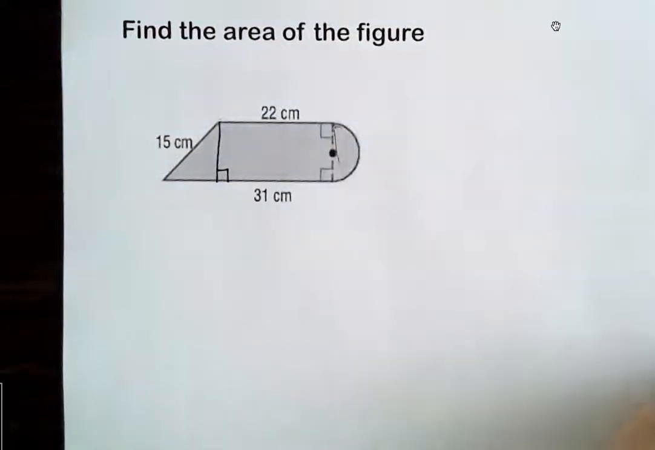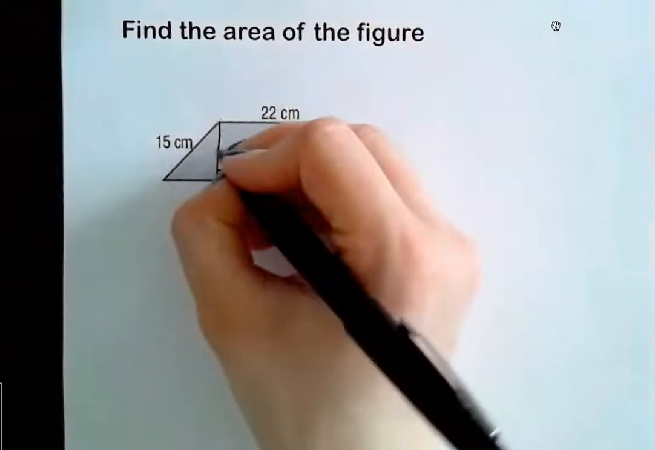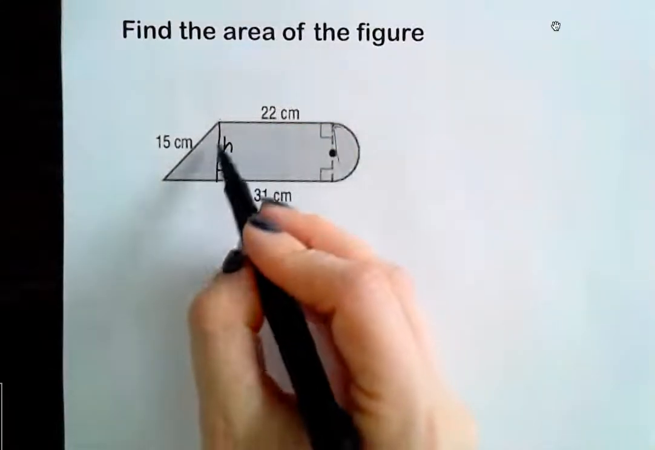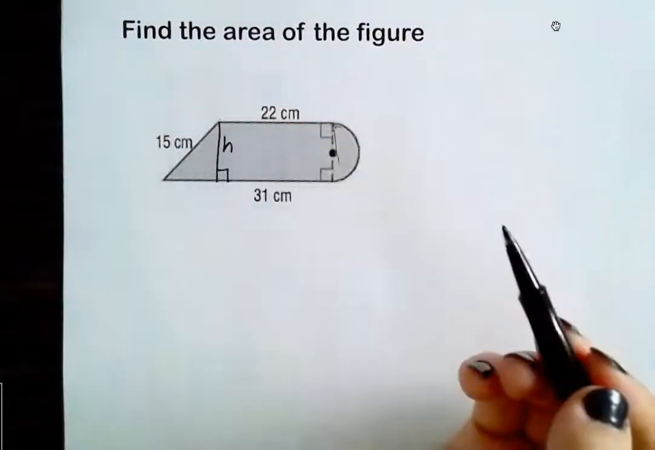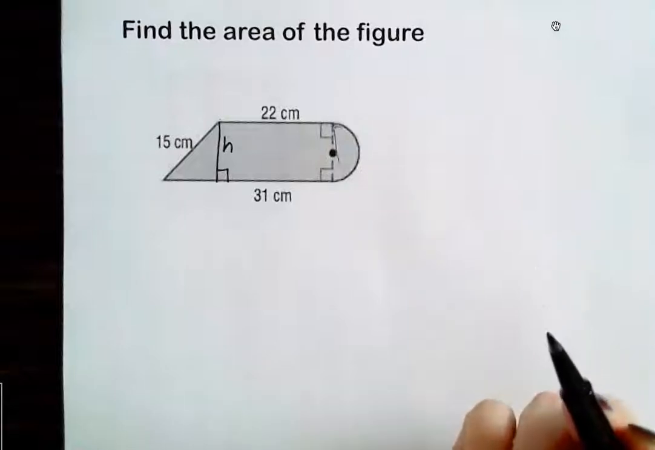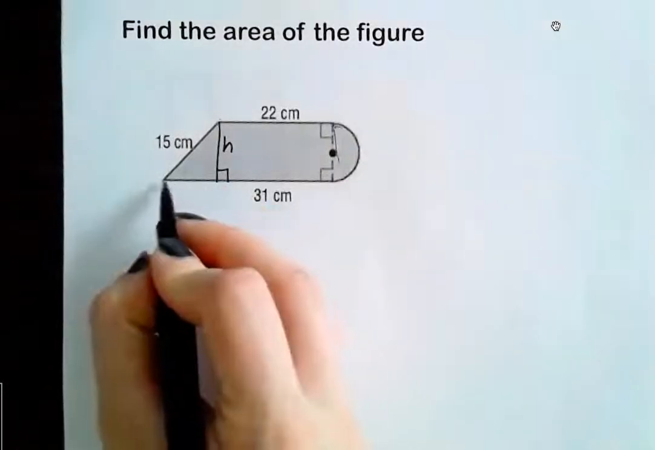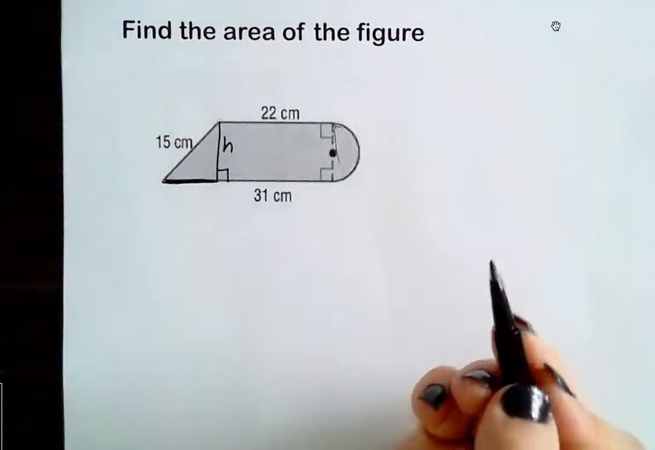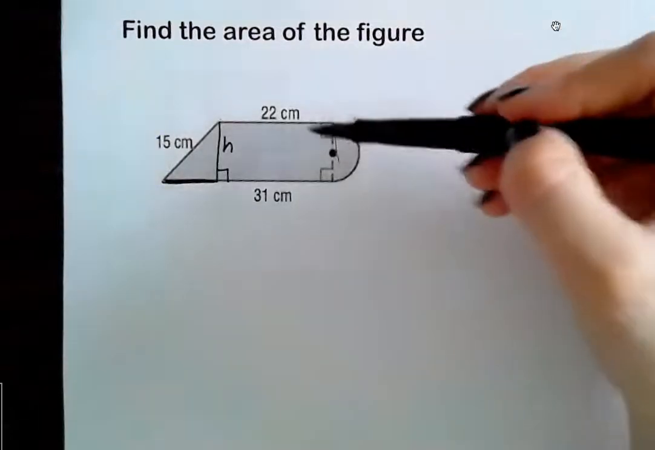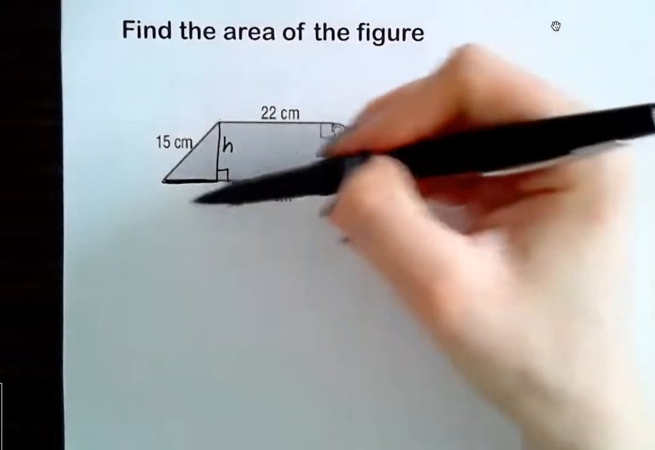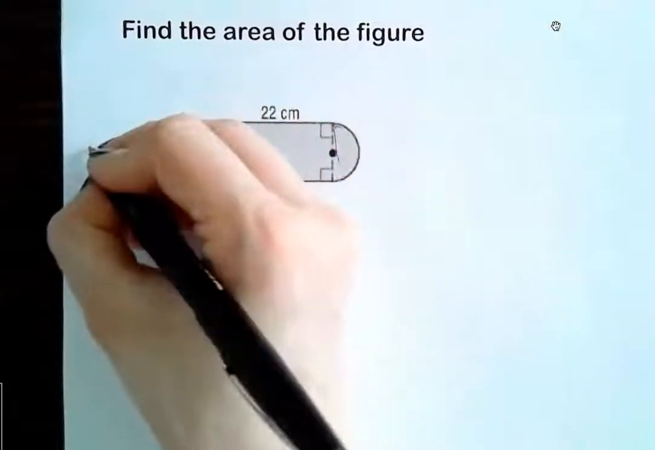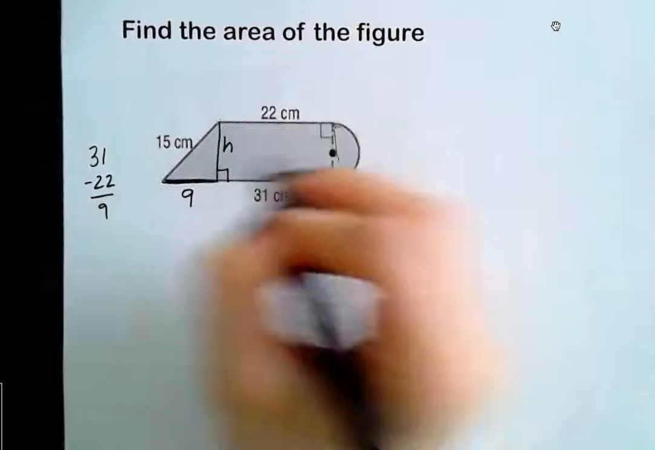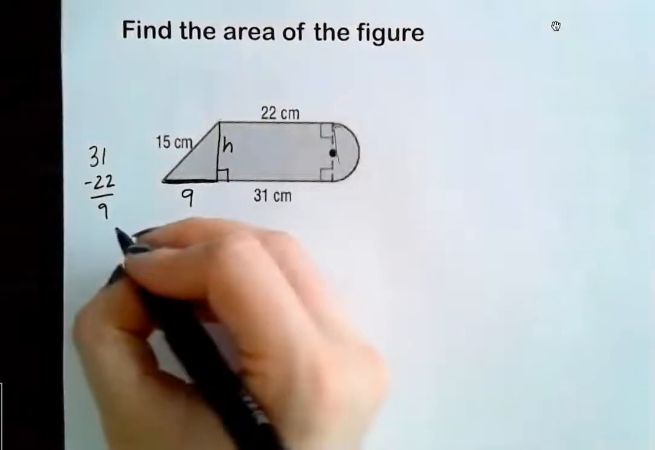Okay, so it's kind of like the last problem. I'm looking for this height. I have 15 over here, and I notice that this is a right triangle, so now we can use our favorite theorem, right? Pythagorean theorem. But I'm missing this bottom side right here. What's that bottom length? Well, if we notice, up here is 22, and this whole bottom's 31. So 31 minus 22, that means this little guy right there is 9.